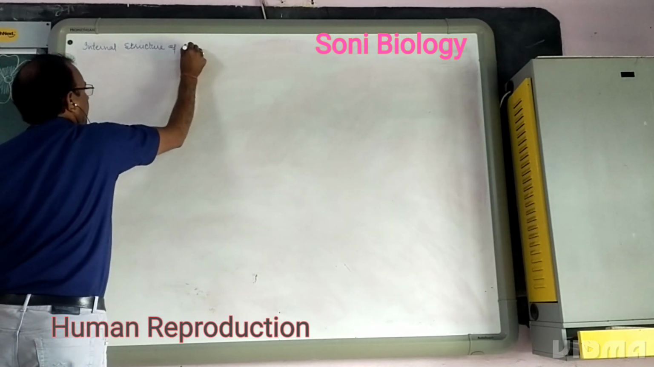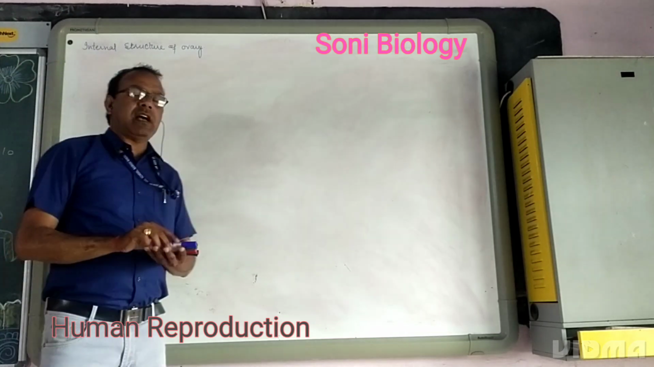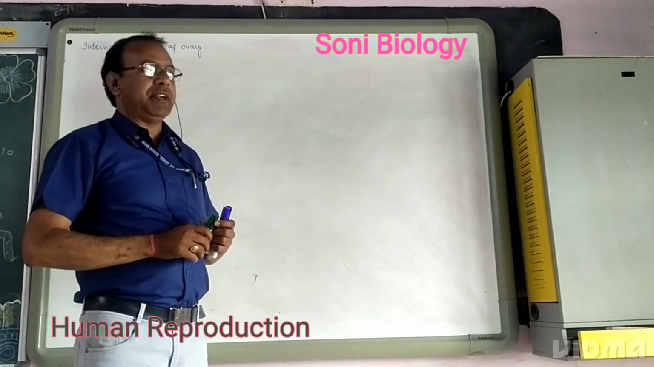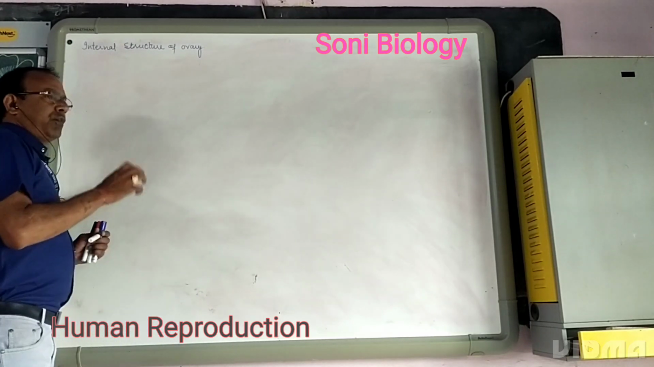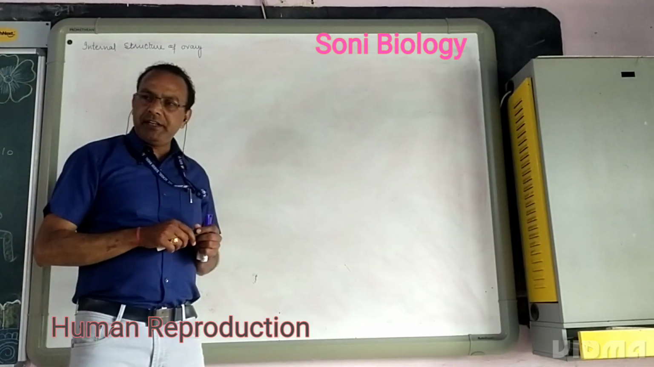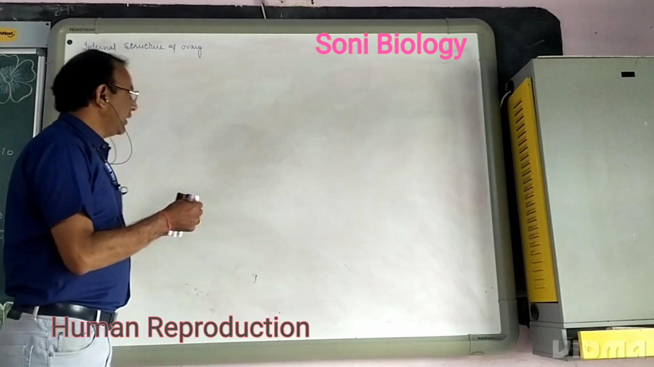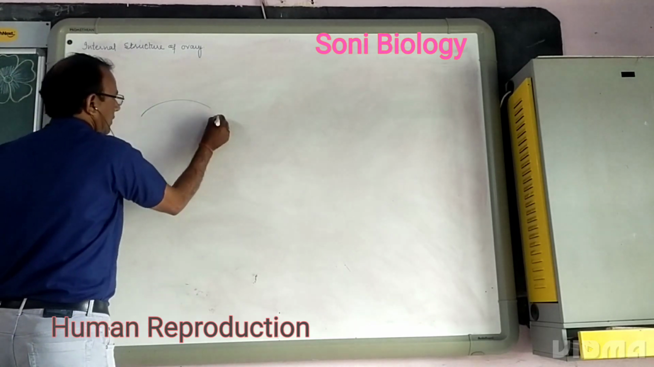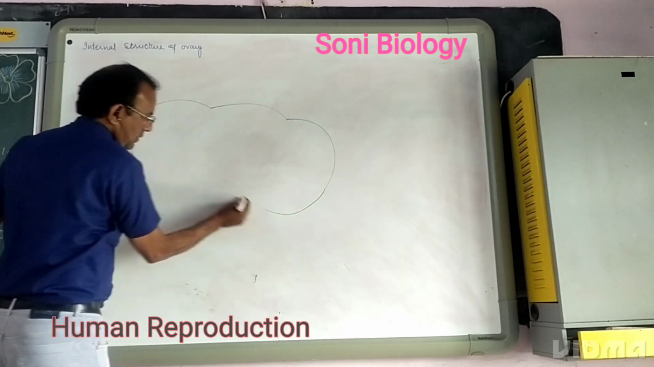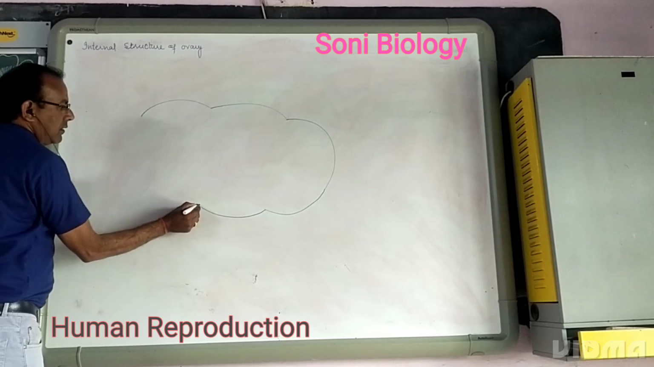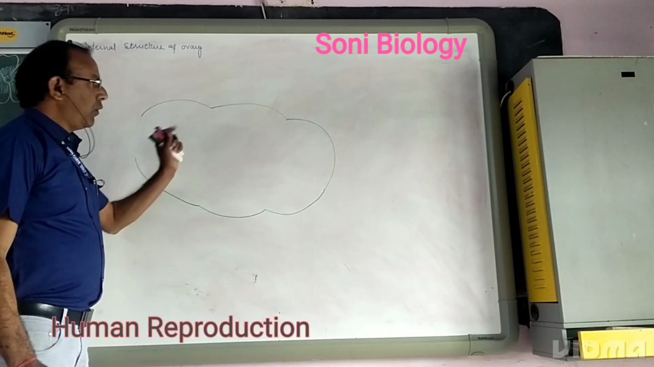of the ovary. As we have discussed, the ovaries are found in the abdominal cavity inside the body. The ovary is almond-shaped, and its length is 2 to 4 cm. First, we will draw the structure of the ovary. This is the almond-shaped structure of the ovary.